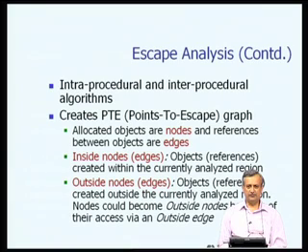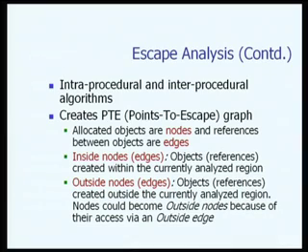What is an outside node? Objects created outside the currently analyzed region are outside nodes, and of course, what are outside edges? They are references created outside the currently analyzed region. It is possible that nodes could become outside nodes because of their access via an outside edge. So, the outside edge comes first and then because of that the node could become an outside node.